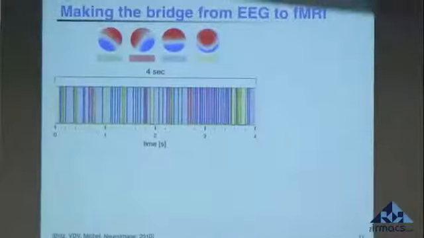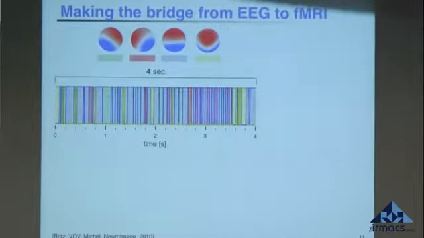Now then, to make the bridge from EEG to fMRI, we did the following. What you see here is just a piece of the data after the EEG microstate segmentation, of 4 seconds. You basically see 4 indicator functions stacked on top of each other, and each of them is indicating the presence of one of these EEG microstates. For example, the green one is indicating when this one is present. So what you see here are 4 indicator functions.